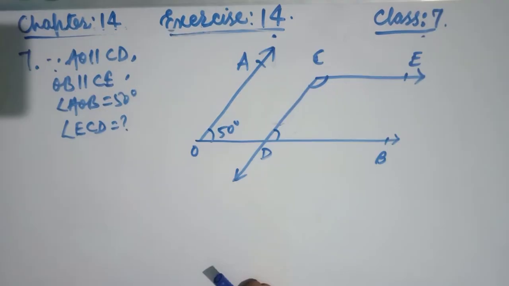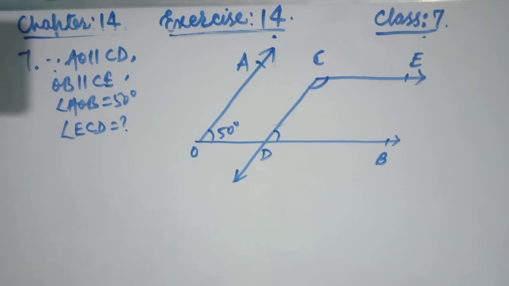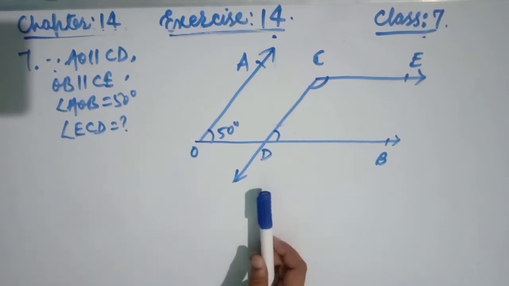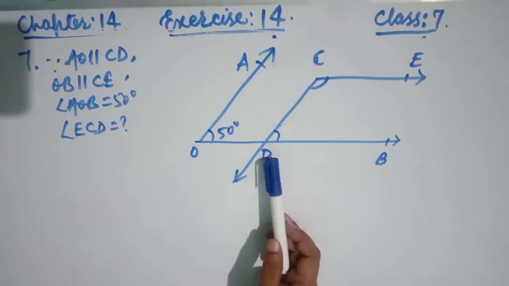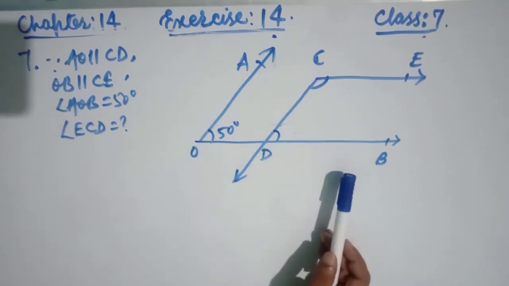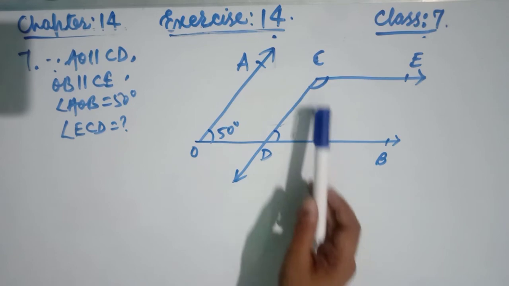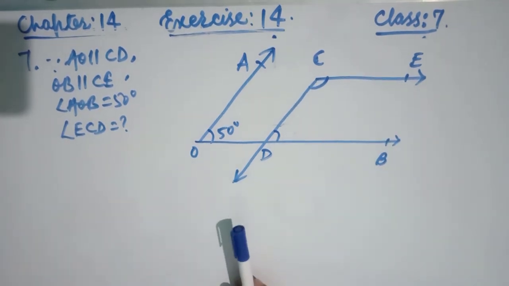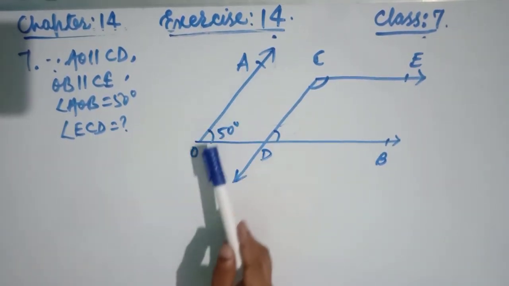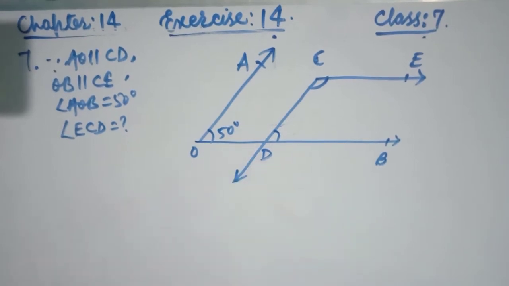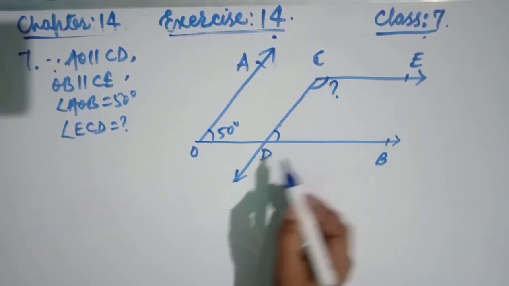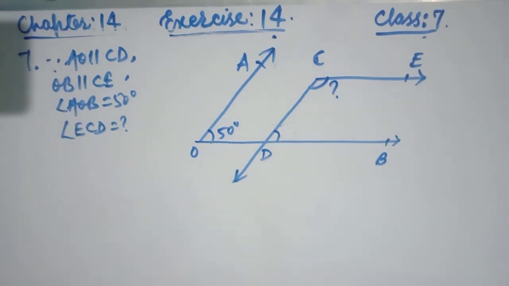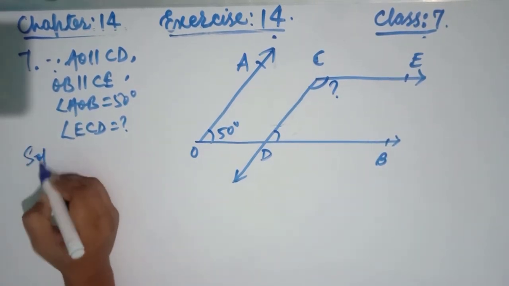Now see next. See friends, question number 7 says in the given figure AO is parallel to CD and OB is parallel to EC, and the value of angle AOB is 50 degrees. Then find the value of angle ECD. Now see friends, first take the solution, write the solution.